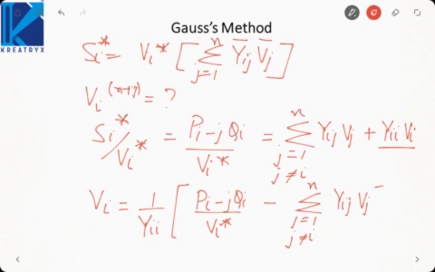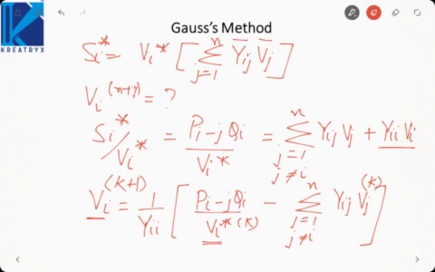Yij Vj. Now what happens is, if you see here, the voltage Vi depends on its own value. So how to differentiate? We will take the (k plus 1)th iteration here, and it will be the kth iteration there. That means the (k plus 1)th iteration of the voltage will be derived based on the kth iteration of the voltage at each bus. So that is the method to derive the bus voltage using the Gauss method.